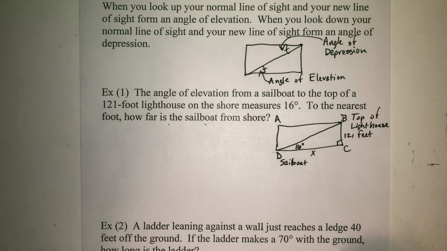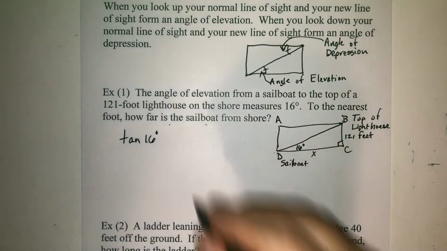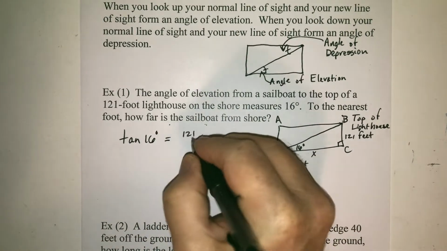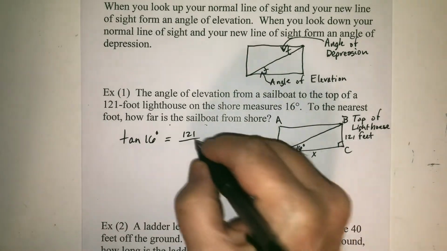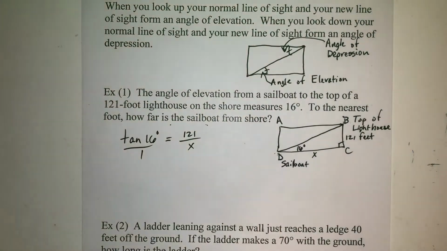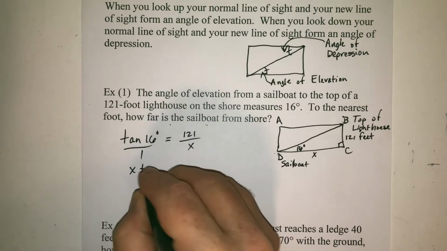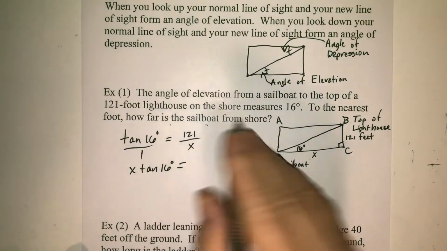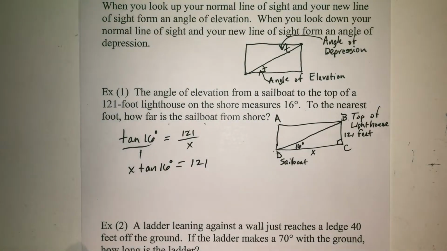So I'm going to write my tangent equation. The tangent of 16 degrees, the acute angle measure, is equal to the opposite leg length, which is segment BC, or the 121 feet, divided by the adjacent leg length, which is segment DC, which is represented by X. Now I would make a proportion out of it, and I would ask, what does X get multiplied by? X gets multiplied by the tangent of 16 degrees. So that's going to be equal to the other cross product, 1 times 121, which is 121.